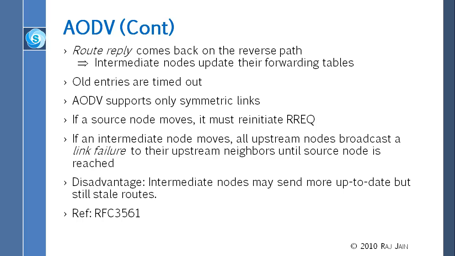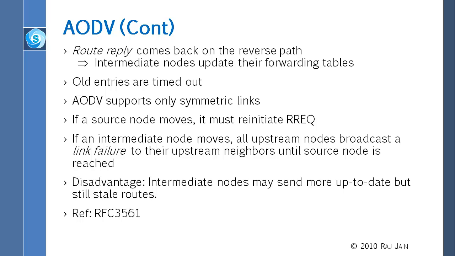Disadvantage: intermediate nodes may send more up-to-date but still stale routes. What that means is that you have route number 3 and you ask somebody, do you have a newer route? And somebody says, yeah, I have route number 4. But they're not telling you that your route number 3 was 2 days old and my route number 4 is just 2 days and 1 hour less old. So an increasing number doesn't really mean that it is today's answer. It could be a very old answer. It is later than what you had, but it may not be the latest.